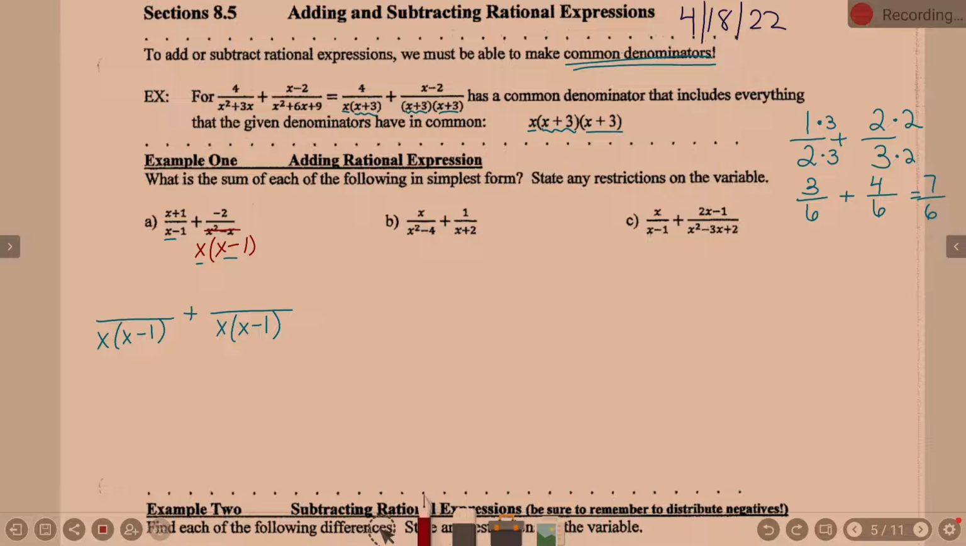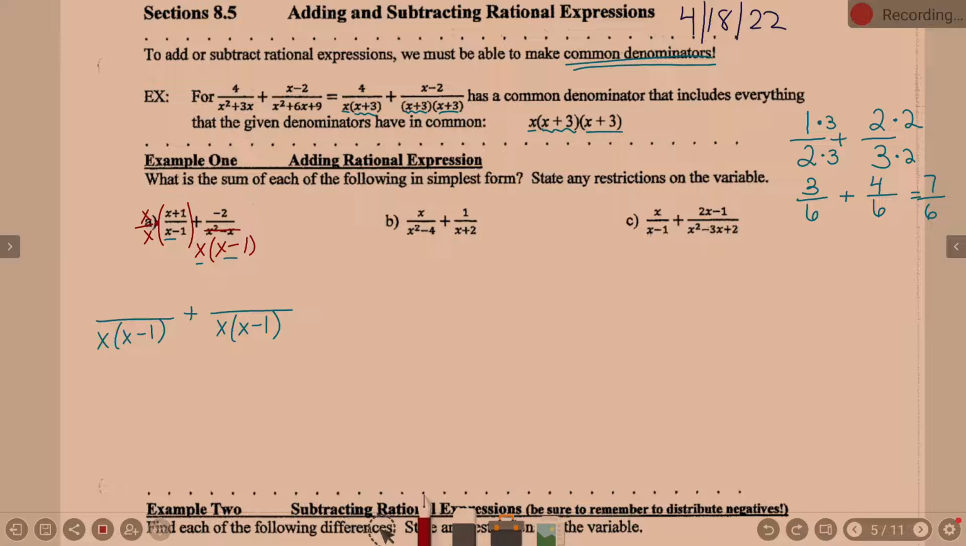No, my common denominator is supposed to be x minus 1, isn't it? So what am I missing from this denominator in the first fraction that I have down here? I'm missing an x. So we're going to have to multiply this fraction by x. What I multiply by the fraction on bottom, we're going to multiply by on top. So because x was a part of the common denominator I was missing here, we're multiplying by x.